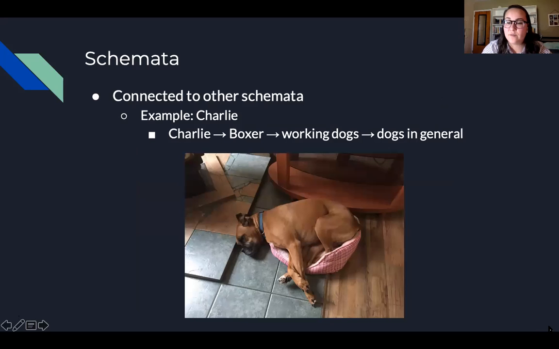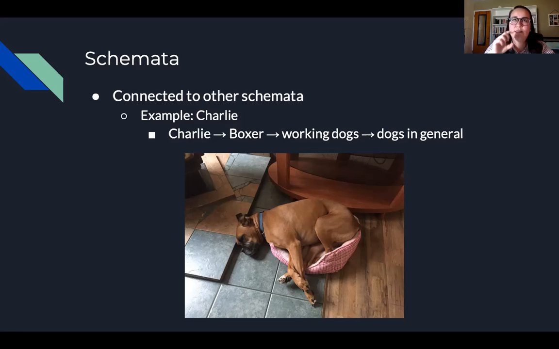And schemata can also be connected to other schemata. This is a picture of one of my mom's dogs, Charlie. He is the best. He has a habit of thinking that he's much bigger than he actually is. So this is him lying in a dog bed meant for one of my mom's chihuahuas. So anyway, I'm going to use him to talk about this idea of connections to other schemata that we can have.